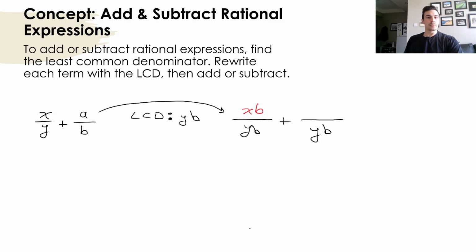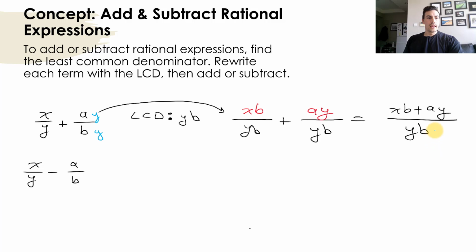So my numerator would become xb, and in my second term, we are missing the y from our least common denominator. So we would multiply by y over y, just like that, and our numerator would become a y. And now once we have our rational expressions looking like this, we can combine the numerators together under one denominator, which would just be our least common denominator of yb.